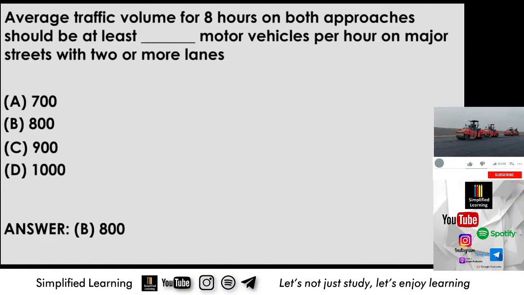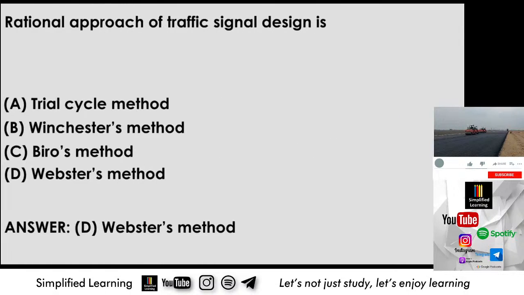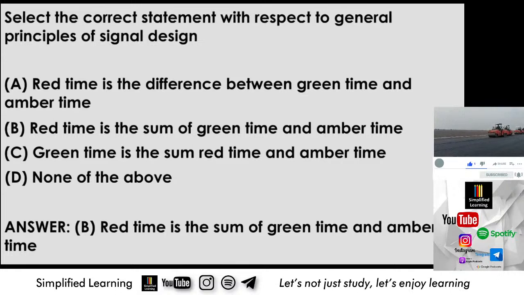Average traffic volume for 8 hours on both approaches should be at least 800 motor vehicles per hour on major streets with 2 or more lanes. Rational approach of traffic signal design is Webster's method. Then select the correct statement with respect to general principles of signal design. Red time is the sum of green time and amber time combined.